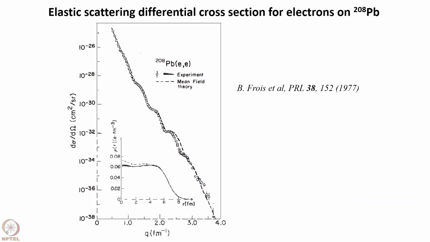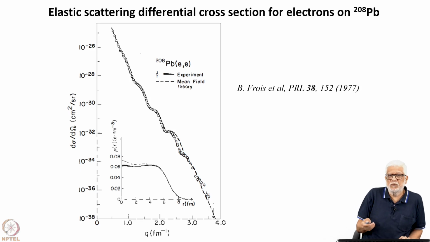Okay. So, in this slide we see from this reference, Frois et al., Physical Review Letters '77, the elastic scattering cross section of an electron on lead 208. Now, we will discuss this later when we discuss models, that there is something called closed shells. So, both the neutron and proton are closed shells. So, this is a nucleus that was attacked by this experiment, which measured this cross section over several decades.